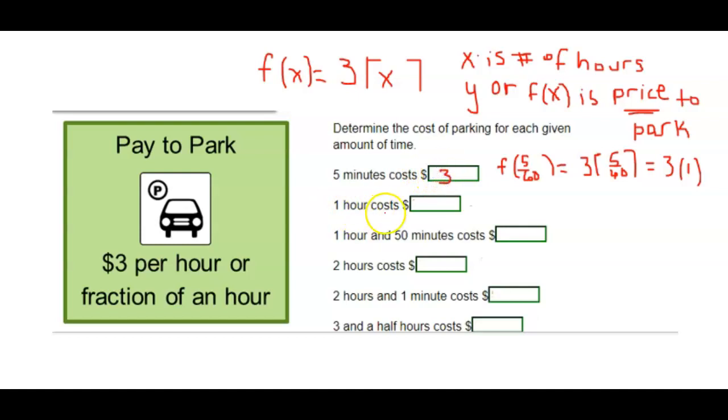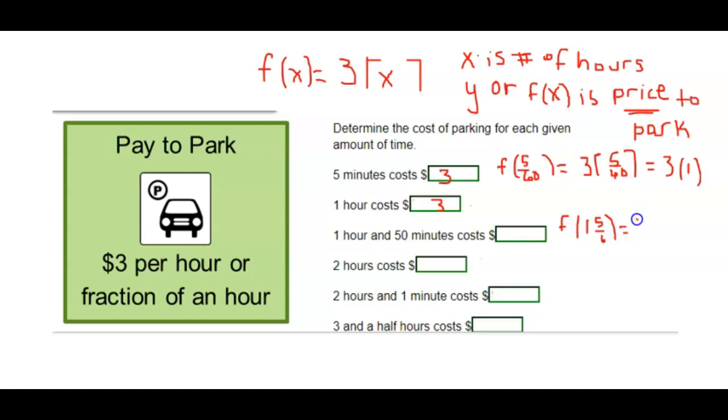If I look at the next one, 1 hour costs how much? Well, we know if I'm just going to plug in a 1 into that function, I'll still be taking 3 times 1, so that's 3. Now, 1 hour and 50 minutes. Well, now I'm going to be taking f of, and I'll just do a mixed number, 1 and 5/6 hours, right? 50 over 60.